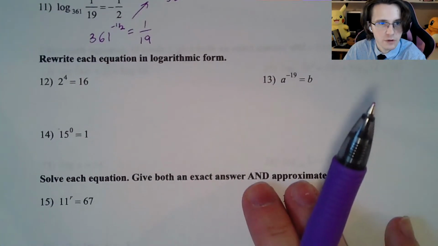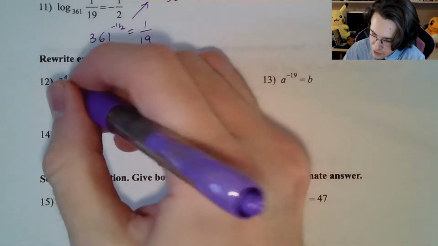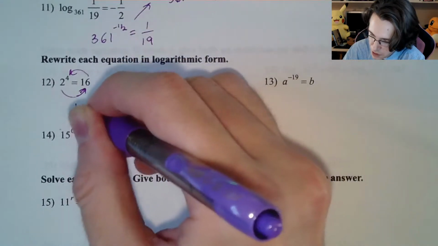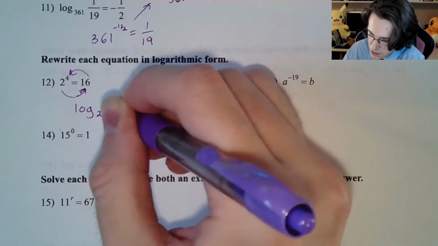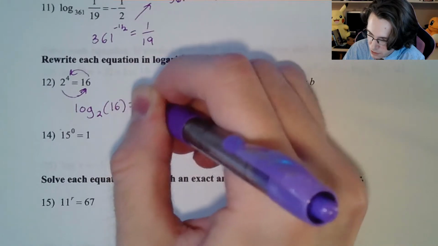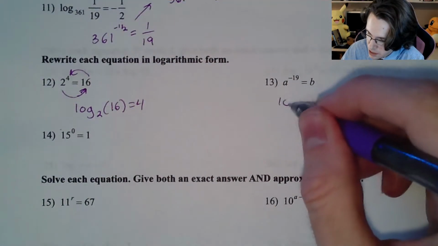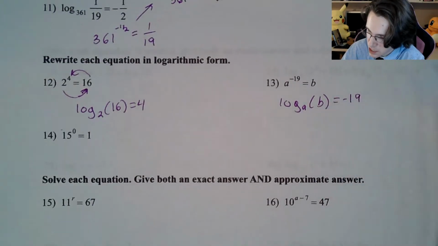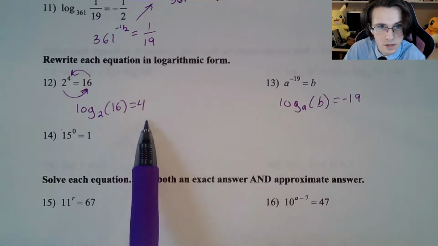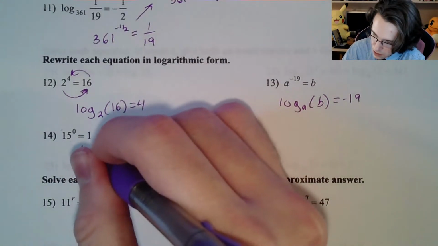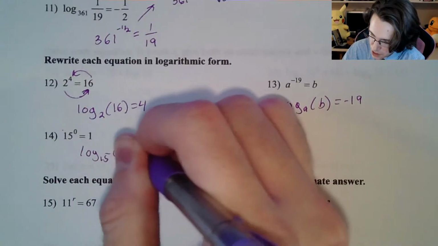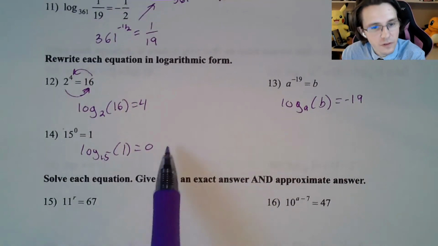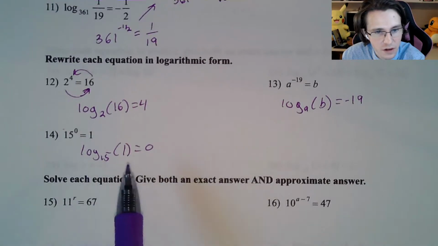Rewrite each equation in logarithmic form. So same idea, but backwards. Again, the log loop, starting at the 2, going to the 16, coming back to the 4: log base 2 of 16 equals 4. Same idea here: log base a of b is negative 19. Notice the exponent's always on the right. And here, log base 15 of 1 is 0. That's going to be an important concept going forward, that anything to the 0 power is 1. So log base anything of 1 is 0.